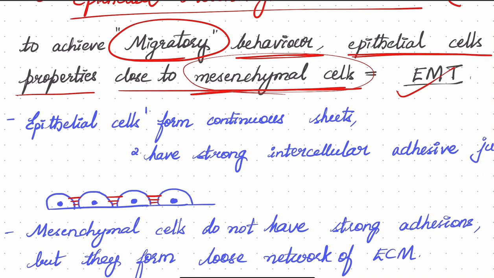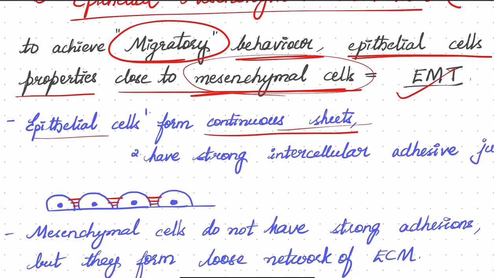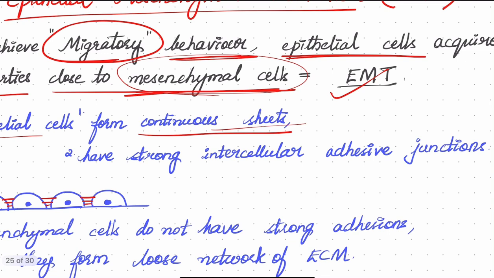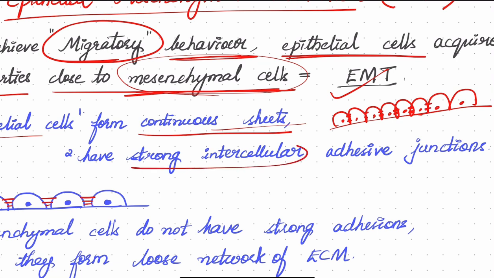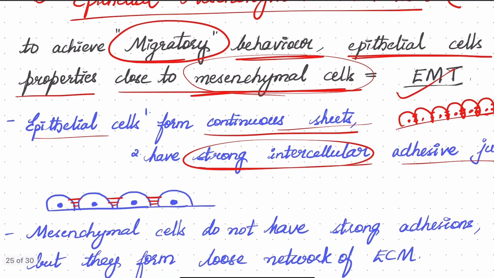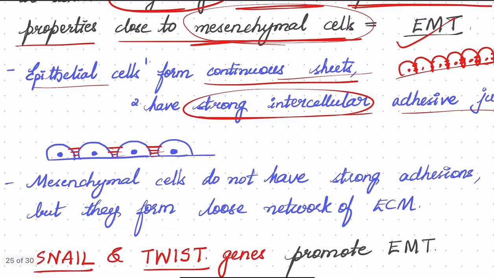Normally, the epithelial cells form continuous sheets. It rests on a basement membrane, forms continuous sheets, and has certain polarity also. They have strong intercellular connections, tightly sticking together to one another. They have strong intercellular adhesive junctions, that is the E-cadherins. See, this is the E-cadherins, strongly bound to one another.